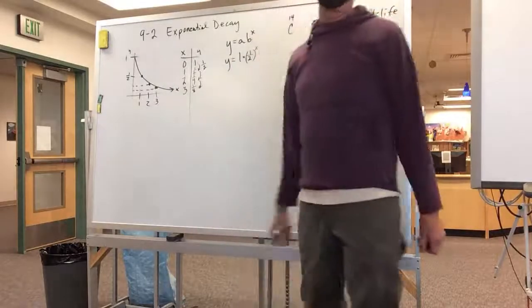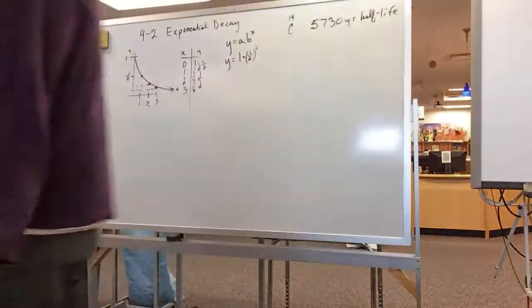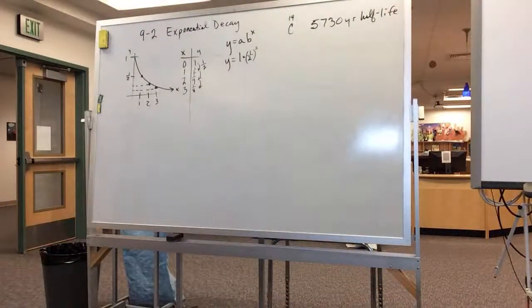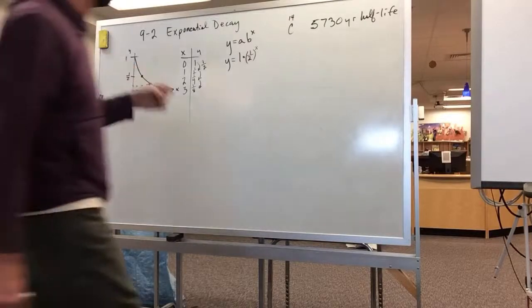If we were trying to date a fossil from a dinosaur, because dinosaurs lived so long ago, there wouldn't be any carbon-14 left in those fossils. So we wouldn't be able to date it beyond a certain number of half-lives.